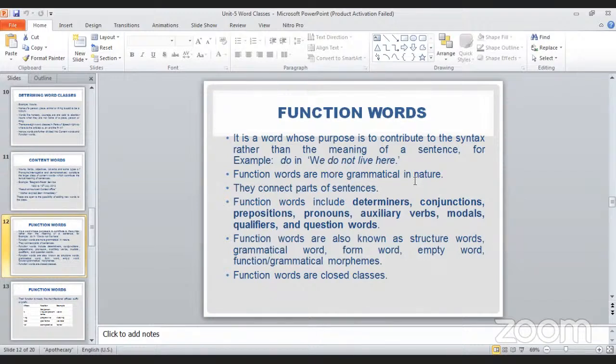So function words are more grammatical in nature. They connect parts of a sentence. Let's say I remove do over here: We not live here. Does it make sense? No. So that is what they do, function words.